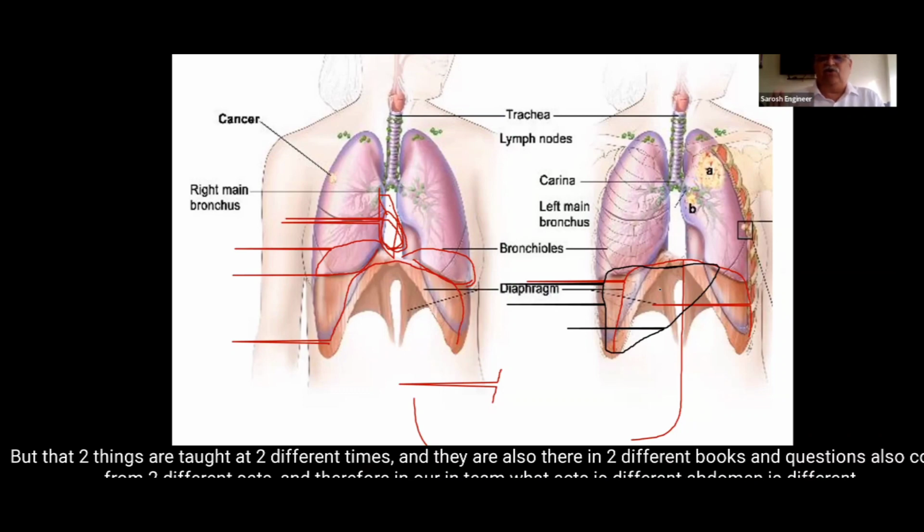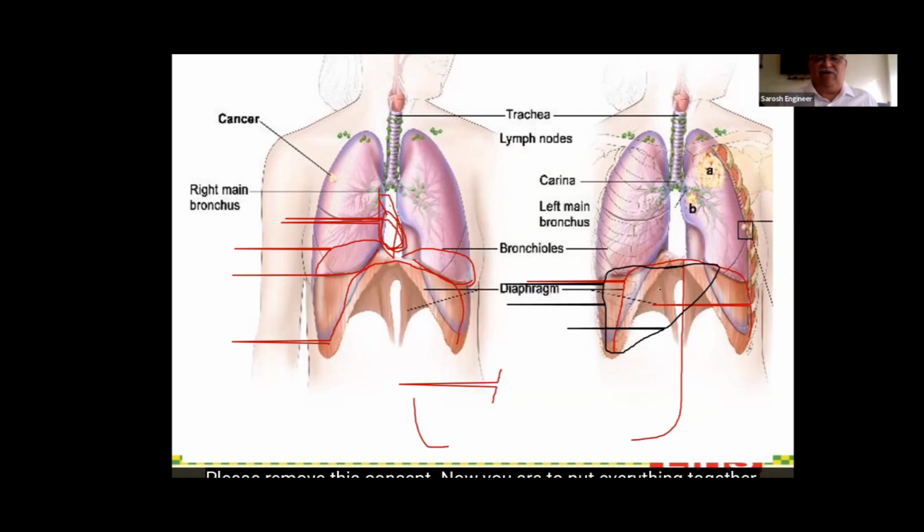But the two things are taught at two different times, and they are also there in two different books, and questions also come from two different sets. And therefore, in our thinking, thorax is different, abdomen is different. Please remove this concept. Now you have to put everything together. That the part of an organ which is below the diaphragm on the right side is liver, and at the same time the right lung is above it.